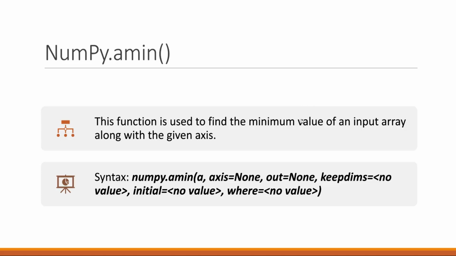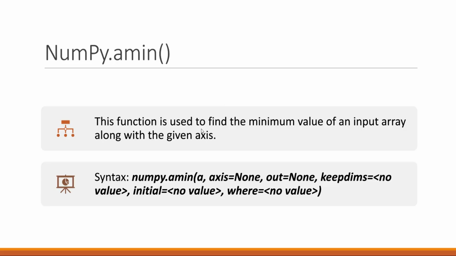Basically, this function is used to find the minimum value of an input array along the given axis. Suppose you have a one-dimensional array that contains only integer values, and you want to find the minimum value of the array, then this function will return that value. If the array is one-dimensional, you can easily find the minimum value. But if you have a multi-dimensional array, then it will compute across rows and columns.